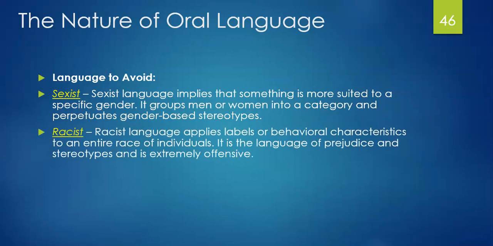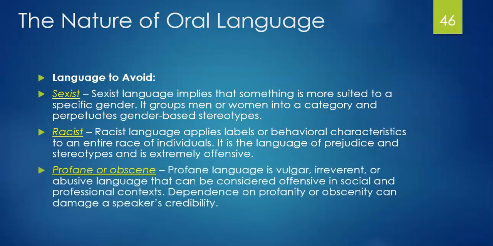Racist language. Racist language applies labels or behavioral characteristics to an entire race of individuals. It is the language of prejudice and stereotypes and is extremely offensive. Profane or obscene. Profane language is vulgar, irreverent, or abusive language that can be considered offensive in social and professional contexts. Dependence on profanity or obscenity can damage a speaker's credibility. You probably have that one friend that curses all the time.